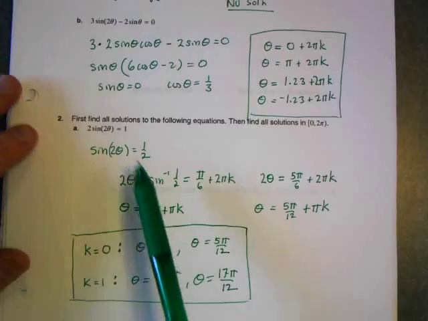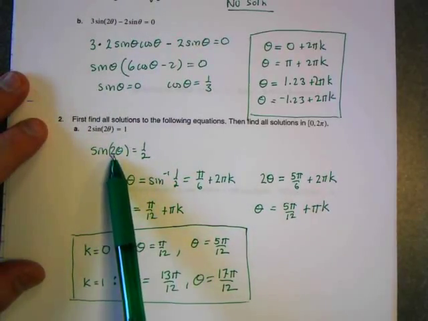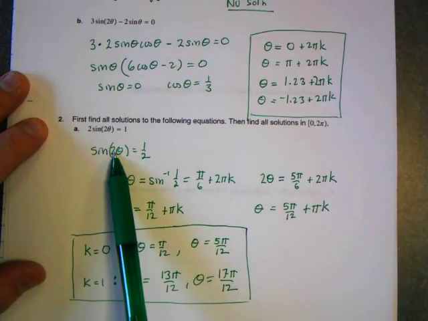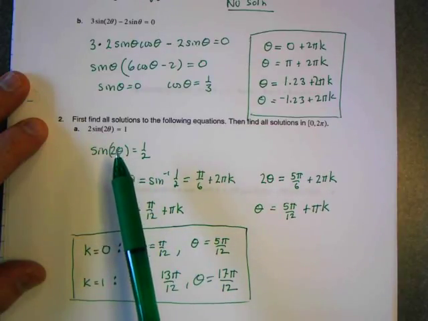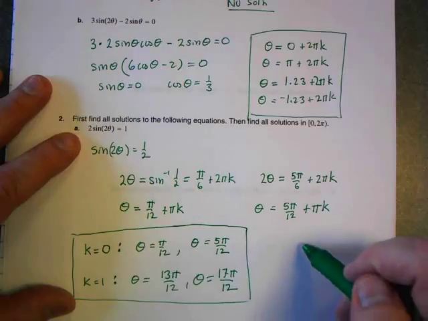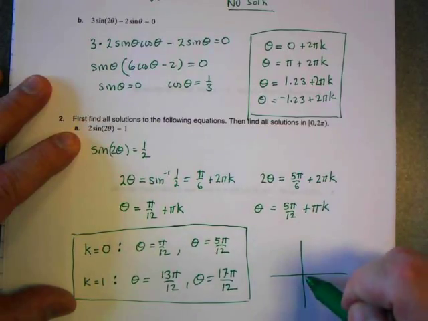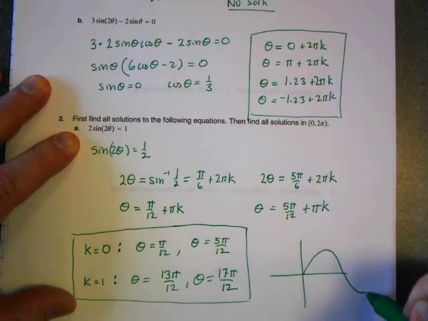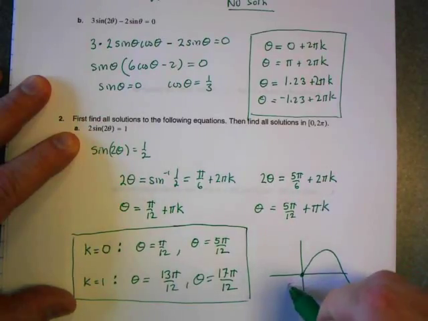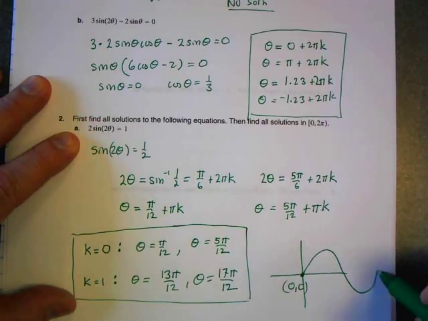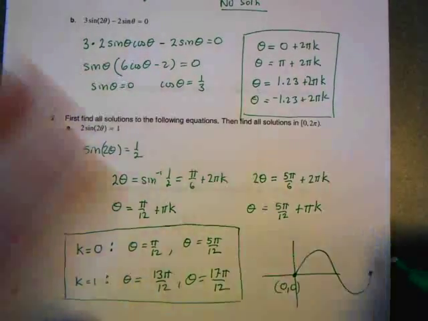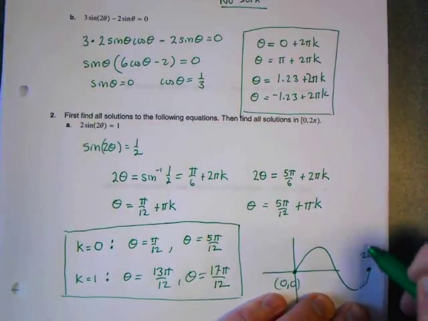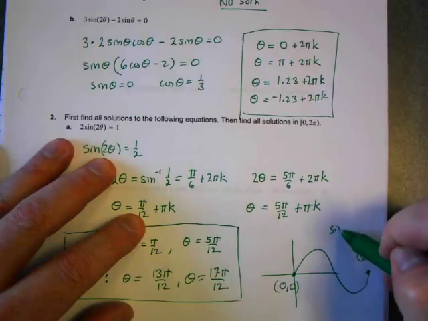Think of the graph. What's this 2 do to the graph of sine? Cuts it in half which way? One of those is correct. There's only 2 choices. Normally, if I graph sine theta, it looks like this. One cycle starts here at 0, 0. Where does one cycle end? At 2 pi. So this would be sine of theta.